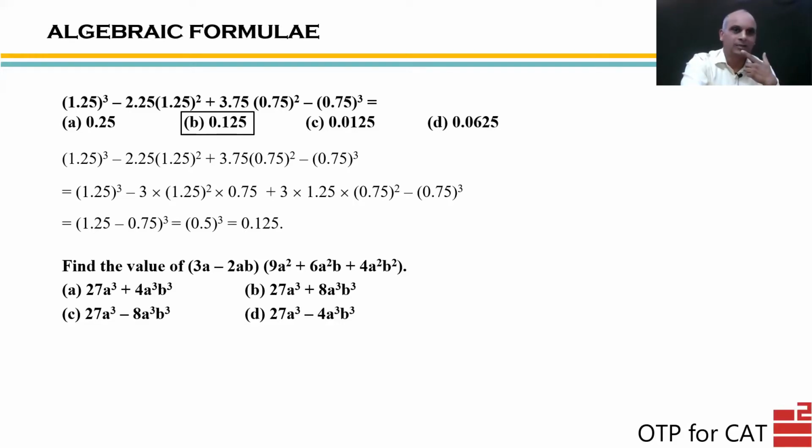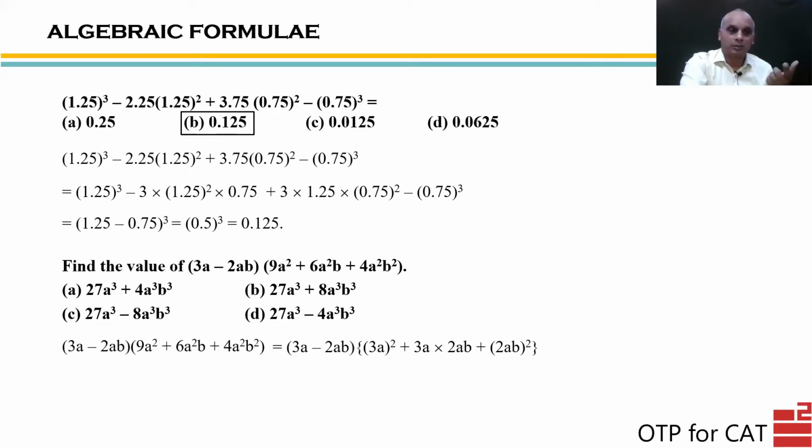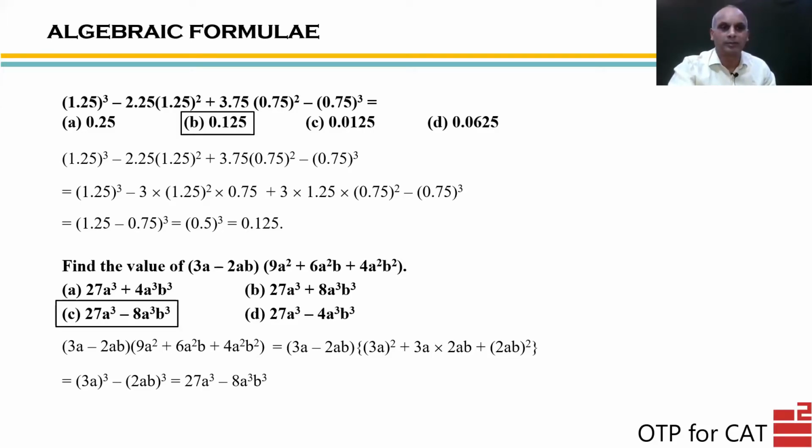This one looks pretty easy because this is directly like (x minus y) into (x square plus y square plus xy). So recall this was the formula of a cube minus b cube. So we get this expression, and 9a square I can write as (3a) whole square plus 3a into 2ab plus (2ab) whole square. So it's like (a minus b) or (x minus y) into (x square plus xy plus y square). And so it comes out to 27a cube minus 8a cube b cube. Obviously, it is C option.